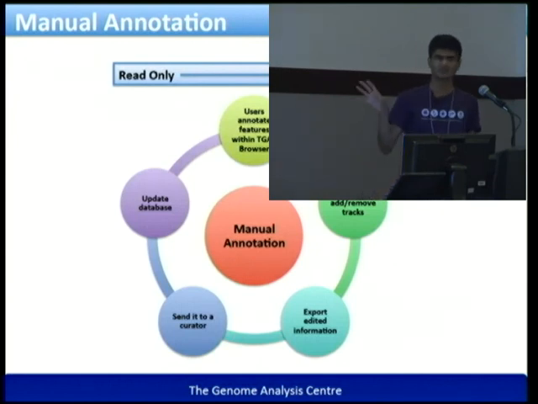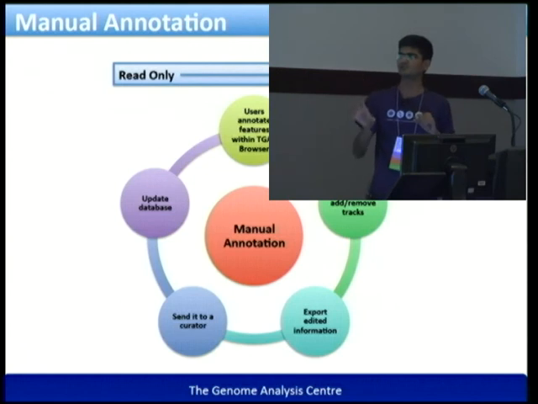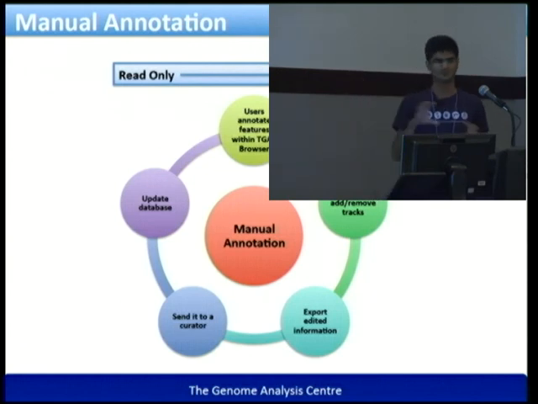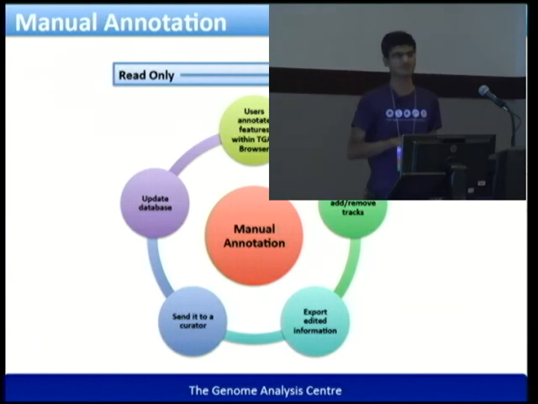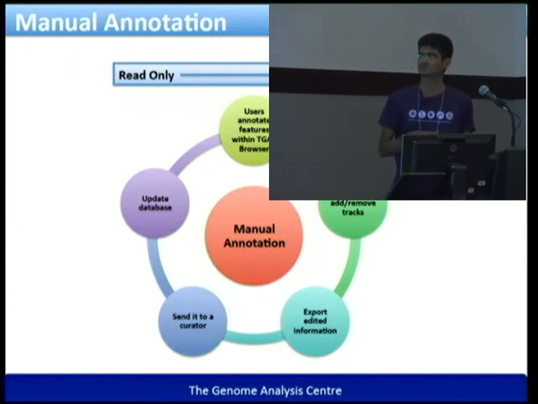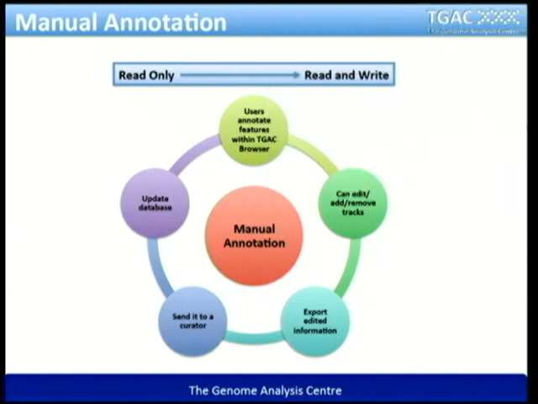This is the prototype of the mini editor. It will allow the TGAC browser to go from read only to read and write. So a user can look at a feature, and if they see something wrong with it, they can edit, add or remove tracks, and then export the data and send it to the curator, and then the curator can update the database. So users can help to improve the genome annotation.